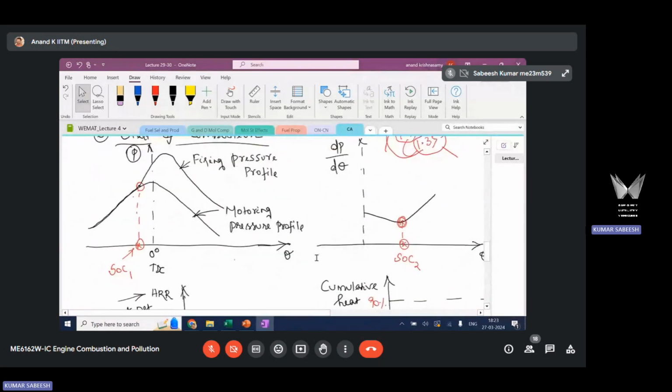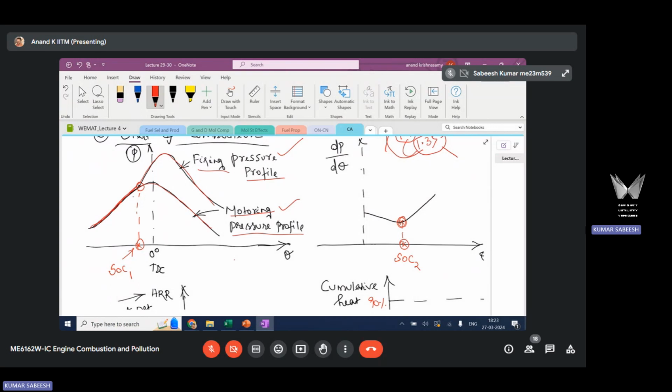Okay, so one of the criteria is you plot the firing pressure profile and the motoring pressure profile in the same P theta diagram. You are getting two profiles. One is the firing pressure profile. The other one is motoring, which is unfired pressure. So until the start of combustion time, these two curves will just overlap each other. Until start of combustion, there is no difference between the firing and motoring case.